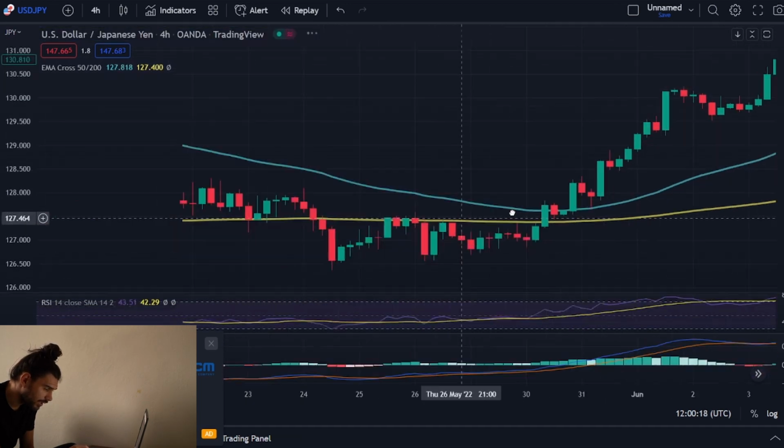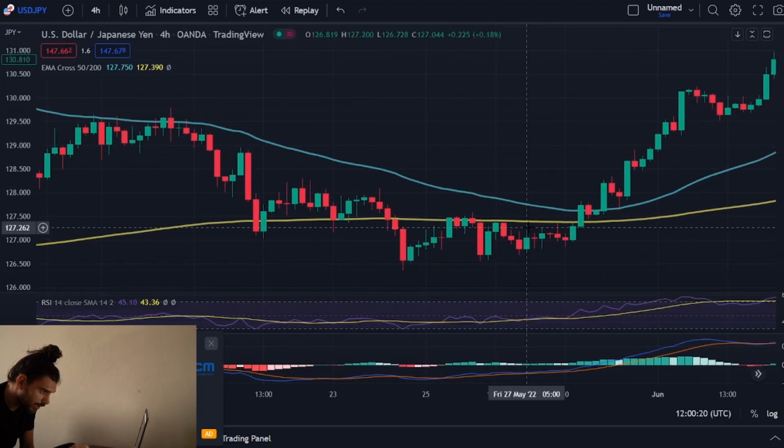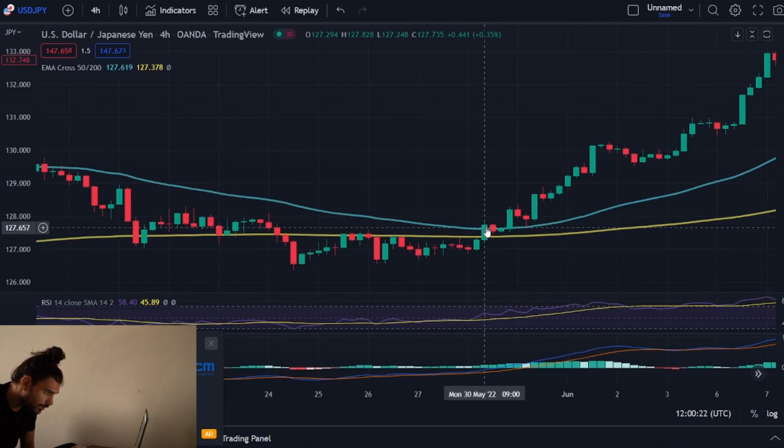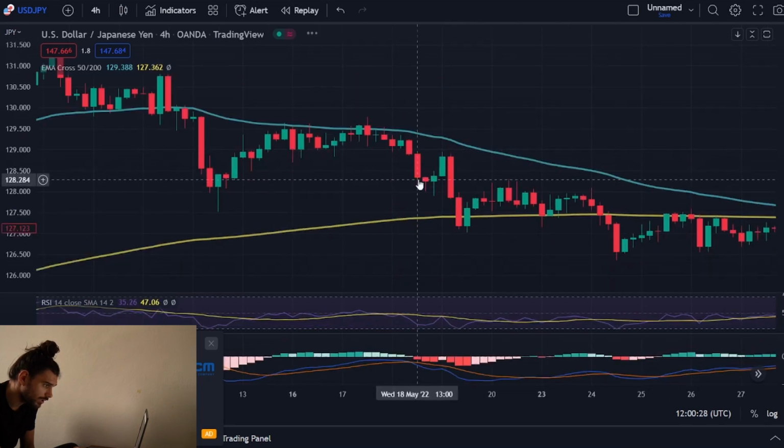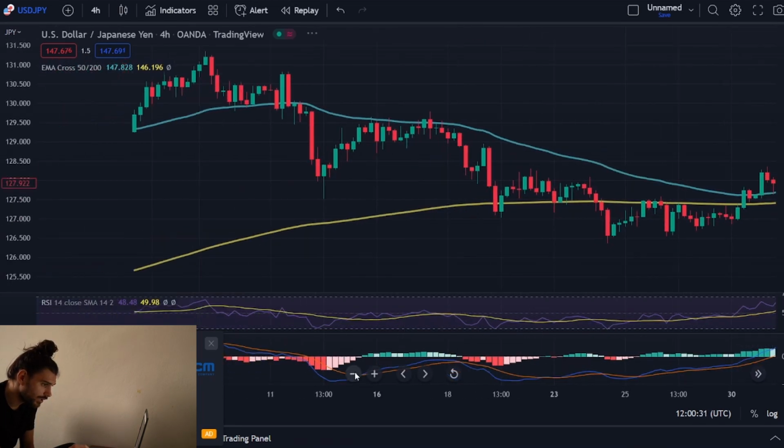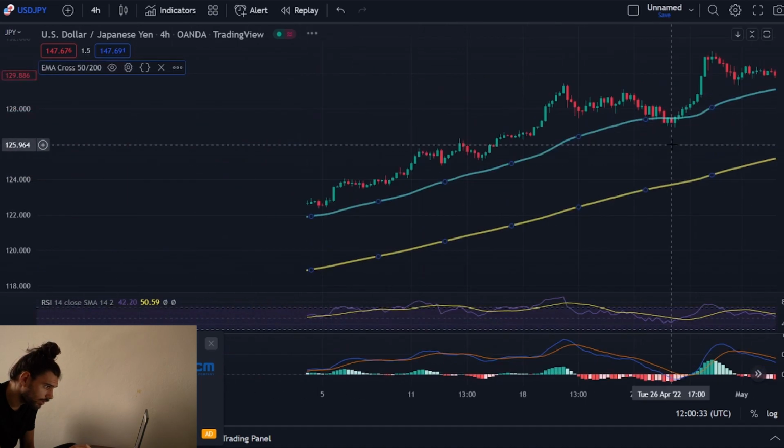But I want something like here where the market retested the 200 EMA and then went to the upside. So right around here I can see the same pattern, similar. A break above the 50 EMA and then the market went to the upside right after retesting the 200 EMA on the 4-hour chart.